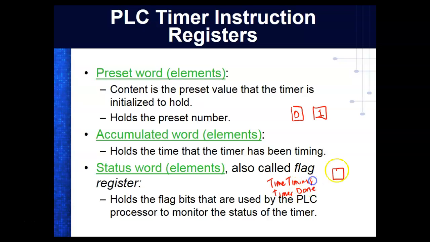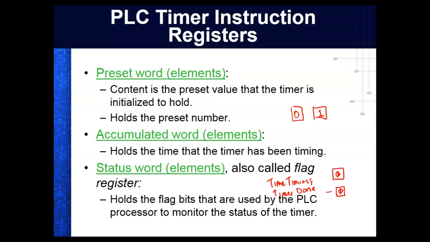While the timer's timing, this right here would be a 1. And when the timer stops timing, it would go to what? A 0. The timer done bit, while the timer's timing, would be a 0, and when it finally meets its final time, this would go to a 1. So if I can address that bit, and we can, then we can use that bit to control other contacts. Everybody okay?